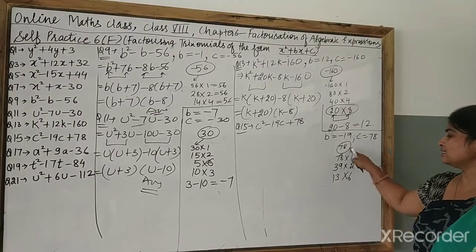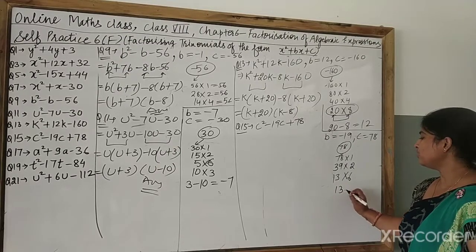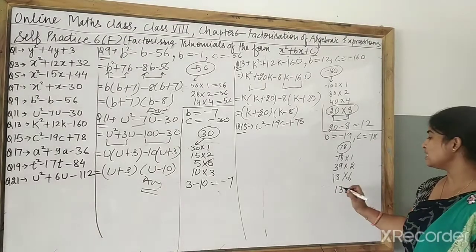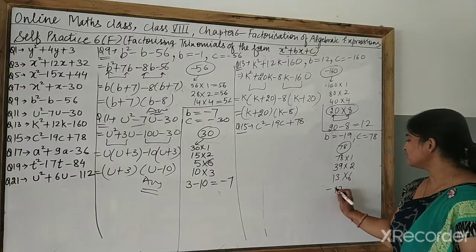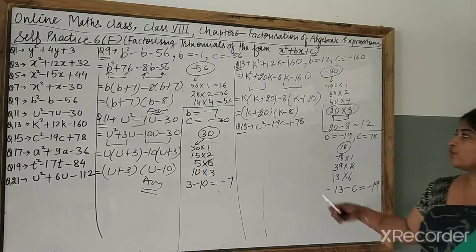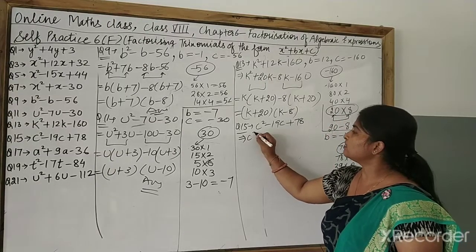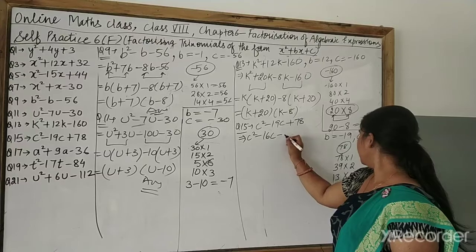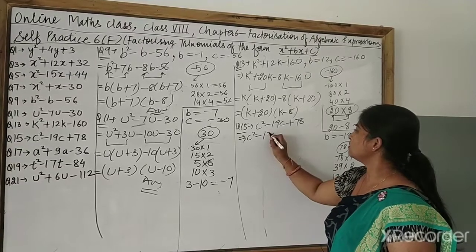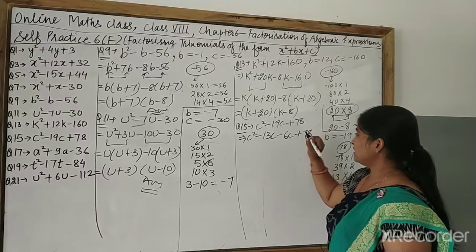13 times 6 is 78. And you can see that 13 plus 6, if I am doing 13 plus 6, I get 19. So if I am doing minus 13 minus 6, I get minus 19, because it is the requirement of the question that we need minus 19. So I will split it in this way only: c square minus 13c minus 6c plus 78.